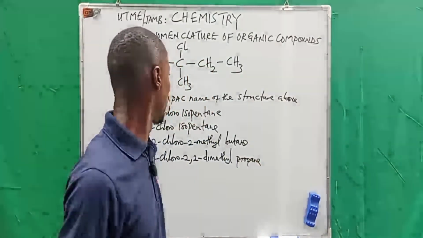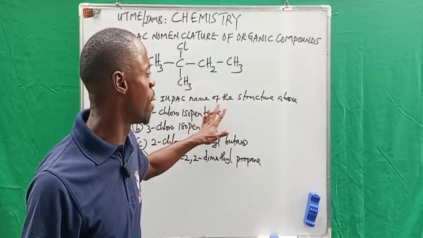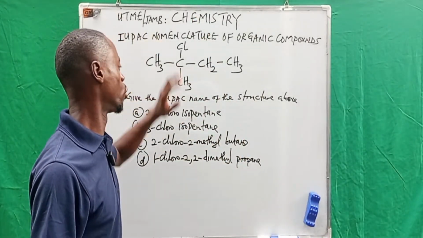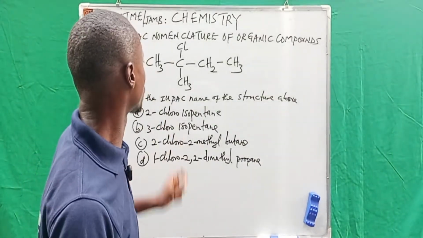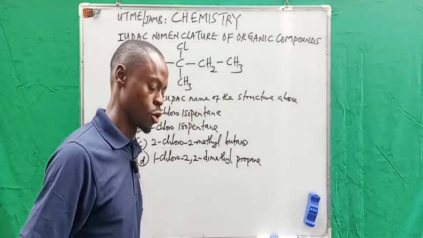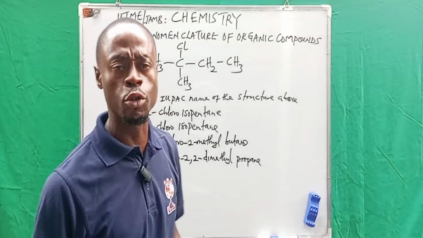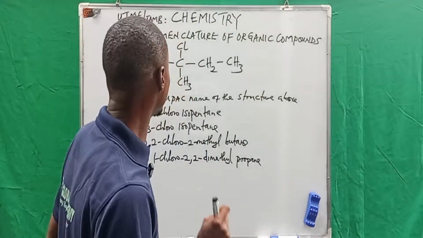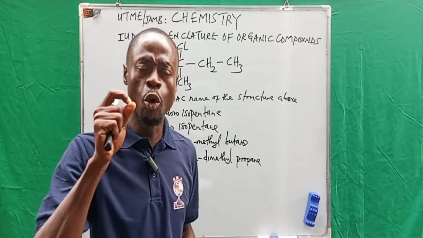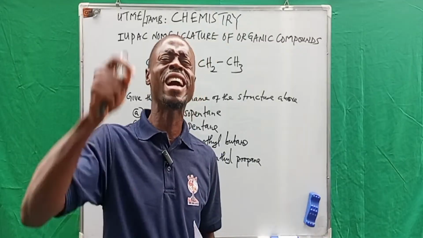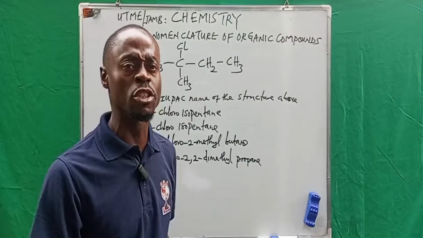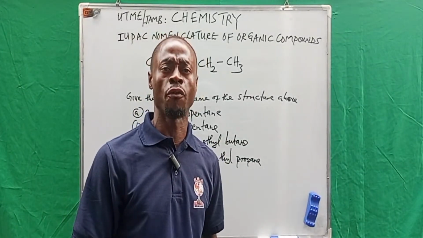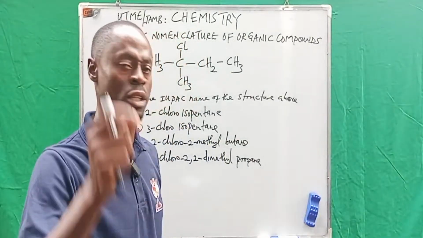All right, let's look at this question on the board. The question says, give the IUPAC name of the structure above. We have a structure on the board. How do we go about answering this type of question? One of the rules or principles guiding the IUPAC nomenclature of organic compounds simply states that you must locate what we call the longest carbon chain, the root carbon that will bear the parent name of a particular homologous family.